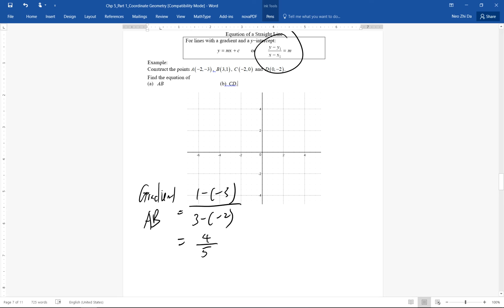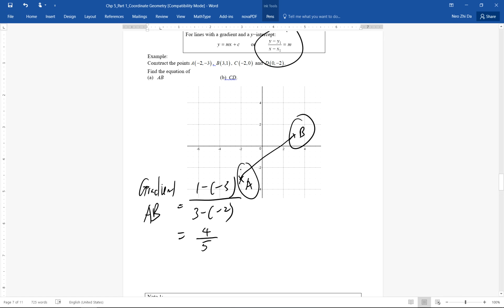Now, on the line AB, can you tell me one coordinate which lies on the line AB? Let's say today we have a line with A at negative 2, negative 3, somewhere around here, then you have B at 3, 1. Can you give me one convenient coordinate which lies on the line AB? By now you should know that you can use either B or A. This is the most convenient one, as the information is already given. So maybe this time I'll use A.